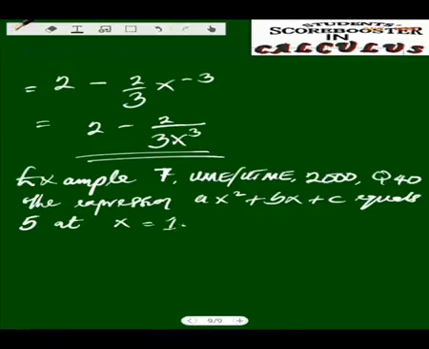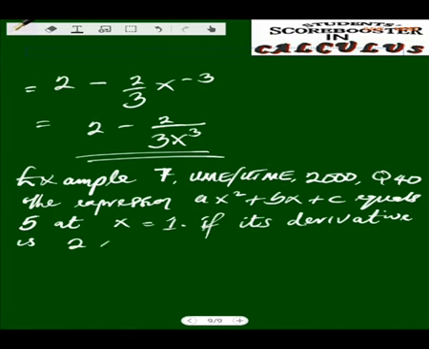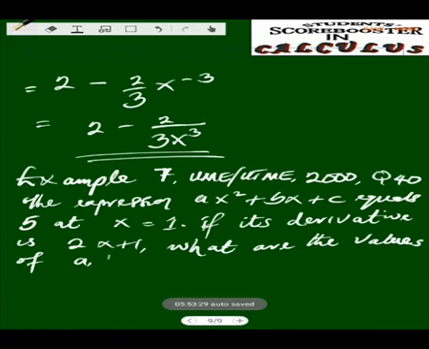If its derivative is 2x plus 1, what are the values of a, b, c respectively?